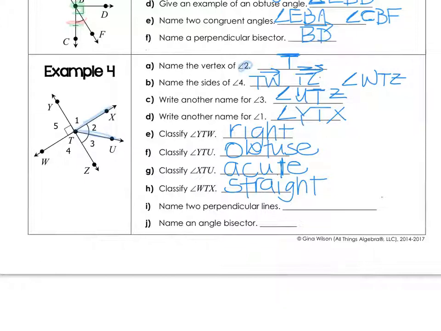Two perpendicular lines. Look for the hat. Here's the hat. So what two lines are intersecting? We have WX and YZ. An angle bisector, so look for the two congruency markings, and these are supposed to be two separate markings. So two congruent angles would be 2 and 3. So that angle bisector is that ray. And this ends part 2 of the angle notes.